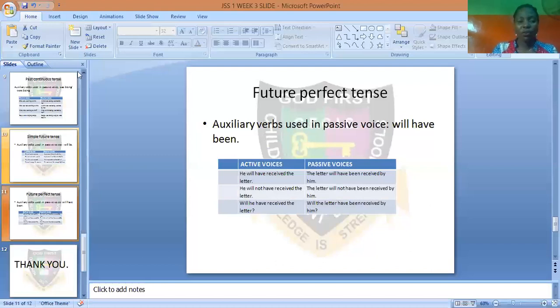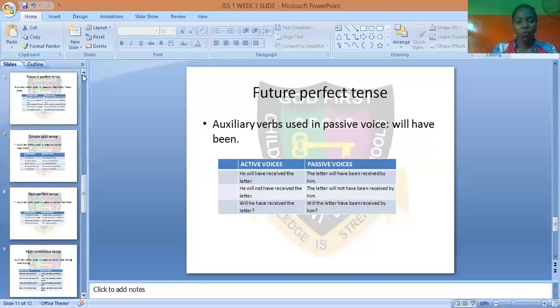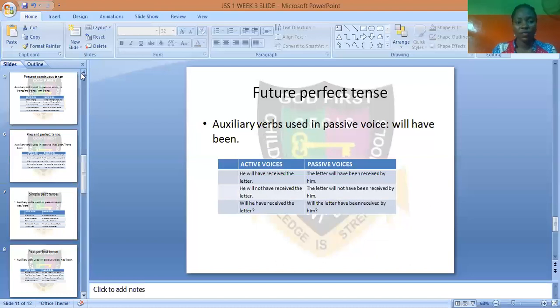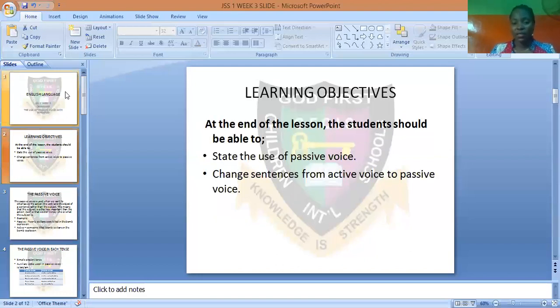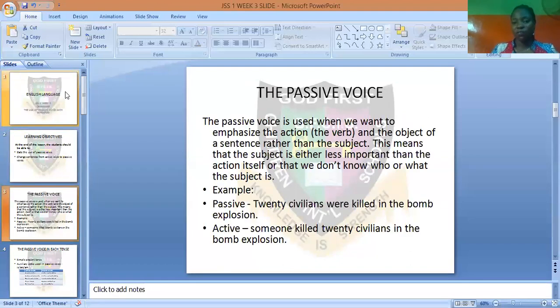Let's take a quick recap of what we've been doing so far. This topic is the third topic on our scheme, and it is the use of passive voice with examples. I stated the learning objectives at the beginning of this lesson. At the end of the lesson, you should be able to state the use of passive voice. Also, you should be able to change sentences from the active voice to the passive voice. And the definition of what a passive voice is.